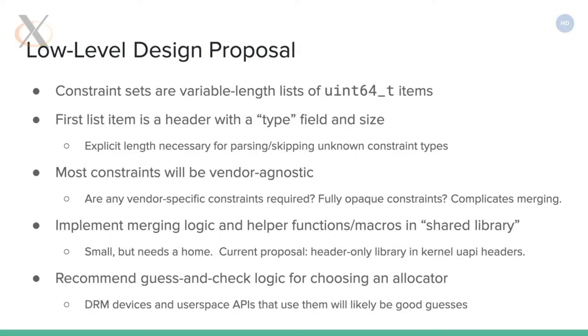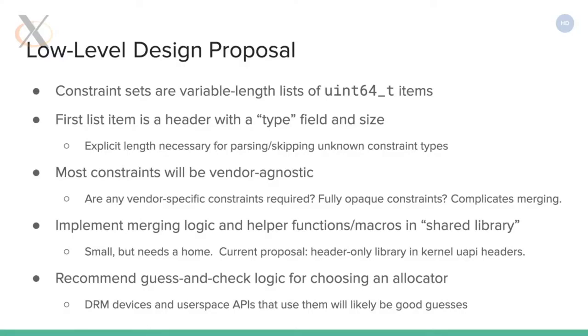So in our proposal, constraint sets are variable length lists of 64-bit integers. The first list item is a header with a type and a size specified. So you have basically the header and then a certain number of items depending on the size, and then another header, and so on and so forth. The explicit length is necessary to skip unknown constraints, which we want to do with the versioning scheme we've seen just before.